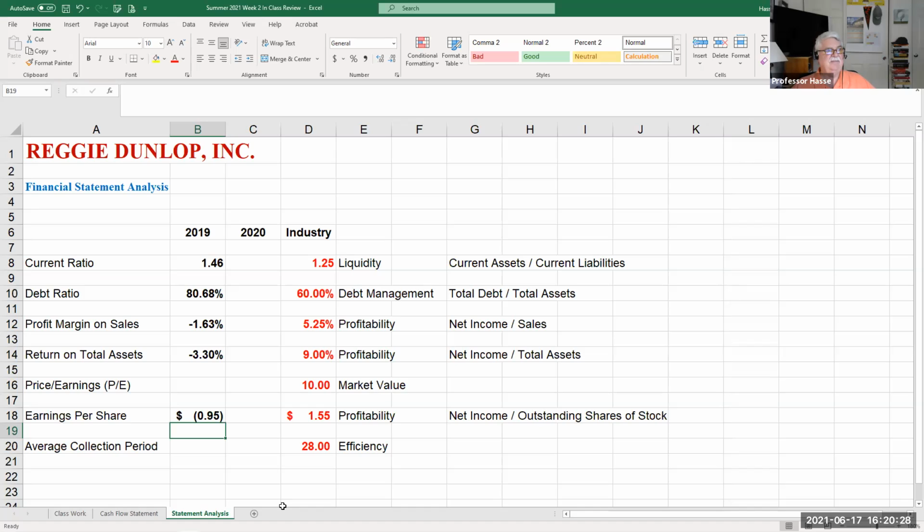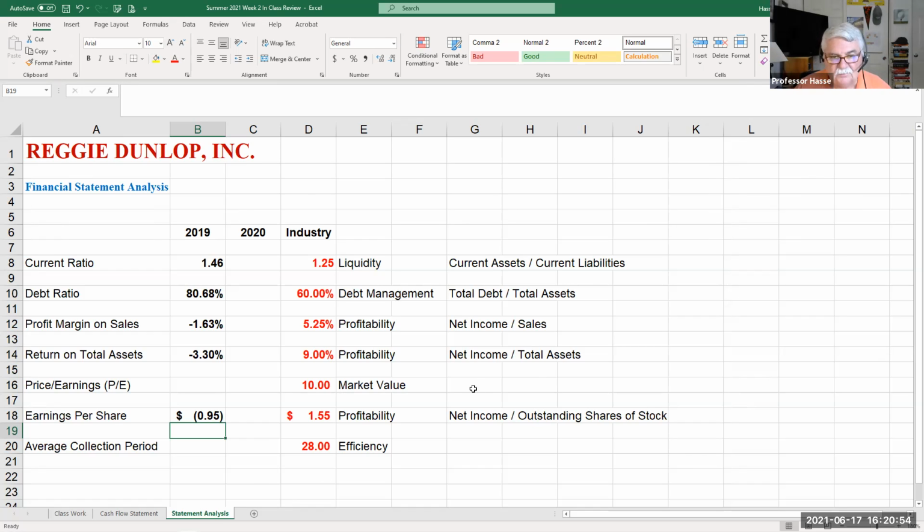You see this on CNBC. You see this in the Wall Street Journal. They don't say, oh, our net income was negative $95,000 in 2019. Our net income was negative 95 cents a share. It puts it in relationship to compare it to prior years. What was our earnings per share in 2018, 2017? It gives us some idea of trend analysis.